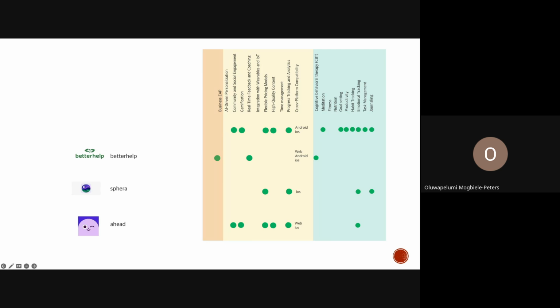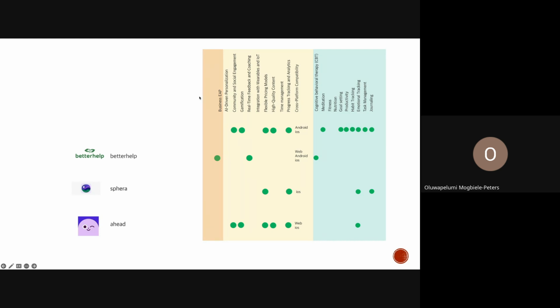What do these products all have in common? Or first, what should an L&D product have? What are the key features that L&D products should have? So I listed out the products and the features one by one.